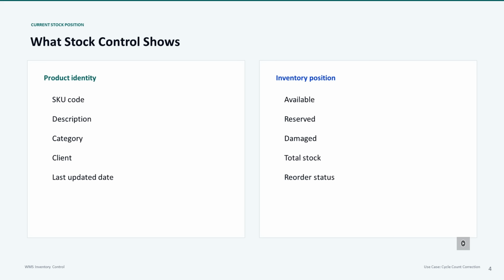The stock control screen shows the current stock position. Each row represents one SKU. The important fields are SKU code, description, category, client, available quantity, reserved quantity, damaged quantity, total stock, reorder level, status, and last updated date.